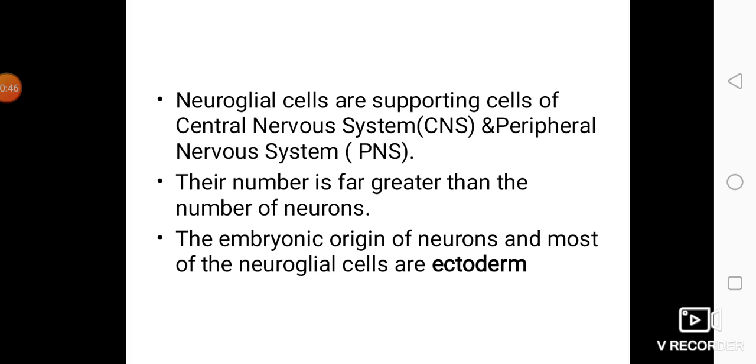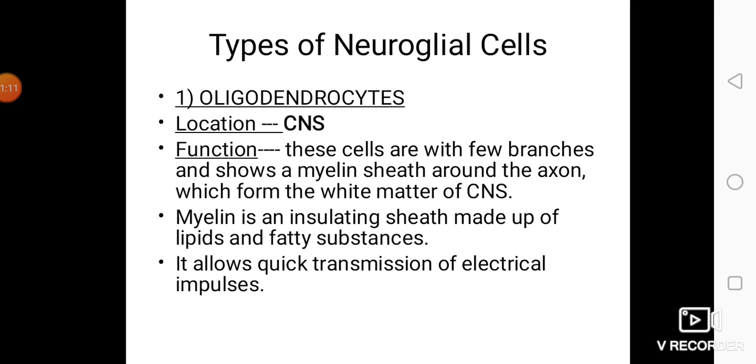The embryonic origin of neurons and most of the neuroglial cells is the ectoderm. Generally, the nervous system, and the neurons in particular, originate from the ectoderm of the embryonic germ layer. The glial cells also originate from the ectoderm. Types of neuroglial cells: there are different types, classified based on their structure as well as their function.